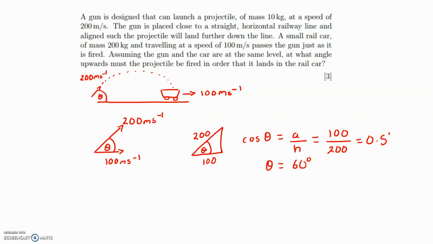So just to go through that again, we want the projectile to have the same horizontal speed as the small rail car, and we know that the speed of the projectile is 200 meters per second, but we want its horizontal component to be 100. Just by drawing a diagram like that, it really helps me to see what the situation is, and we've just used some trigonometry to work out that the angle is 60 degrees.